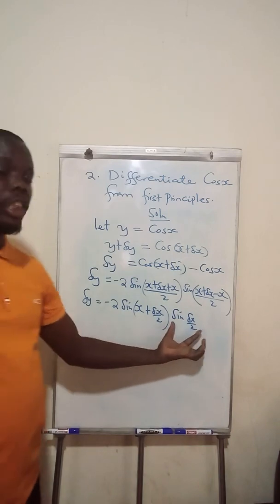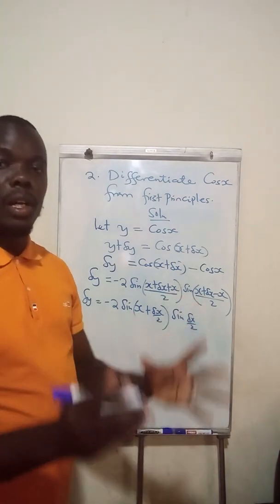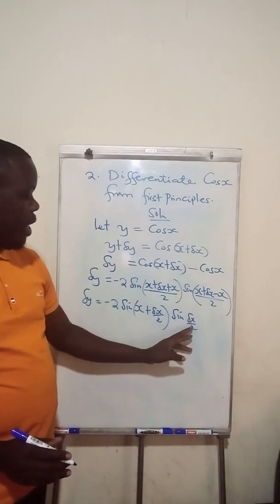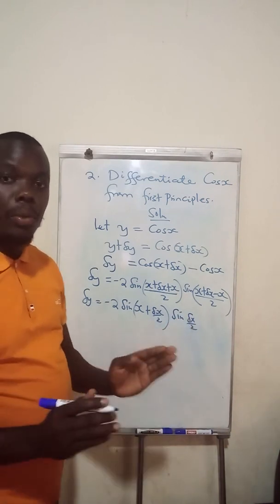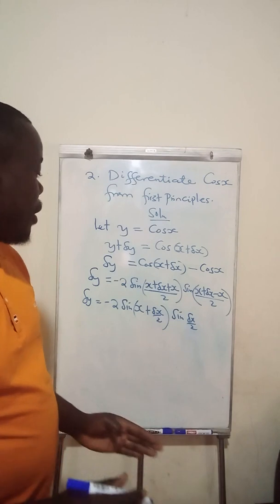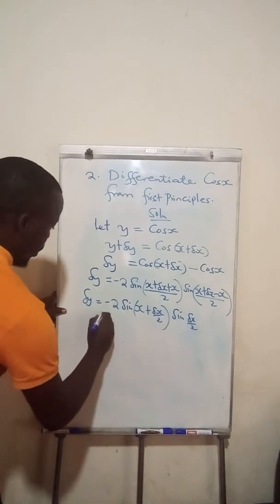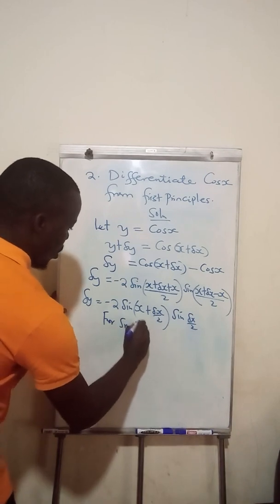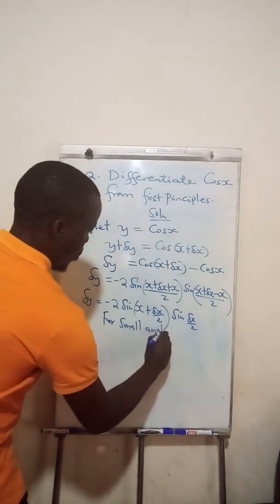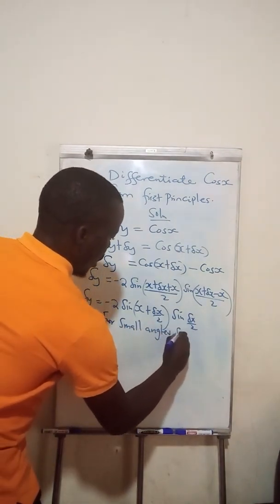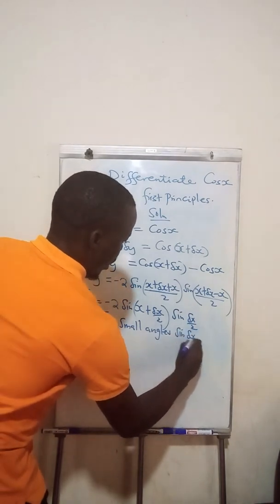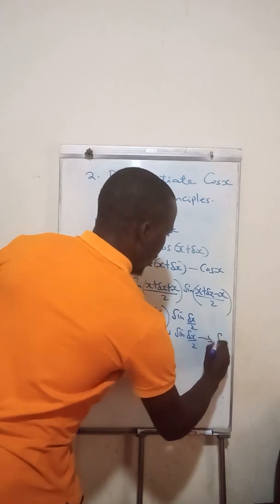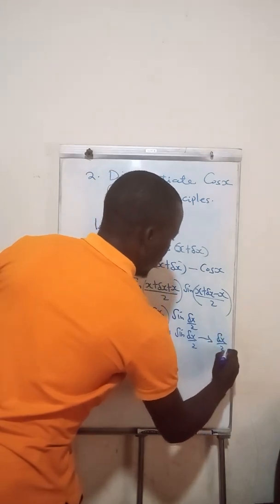Again, we make the same assumption here, that for small angles in radians, sine of delta x out of 2 is approximately delta x out of 2. So you have to clearly show those assumptions. I'll say for small angles, sine of delta x out of 2 tends to delta x out of 2.